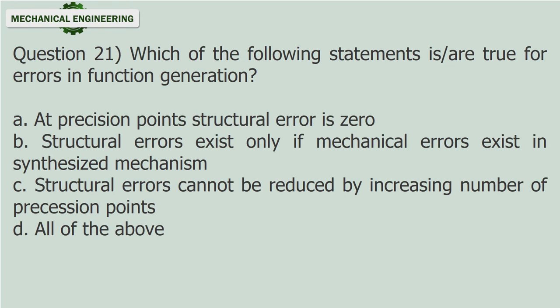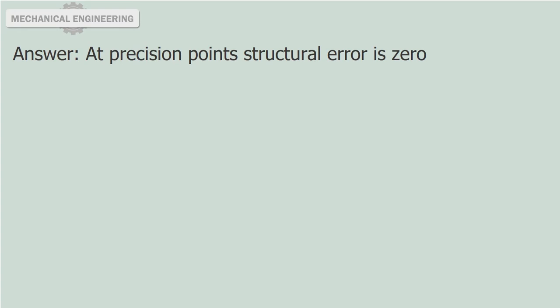Question 21. Which of the following statements is/are true for errors in function generation? A. At precision points, structural error is zero. B. Structural errors exist only if mechanical errors exist in synthesized mechanism. C. Structural errors cannot be reduced by increasing number of precision points. D. All of the above. Answer. At precision point, structural error is zero.